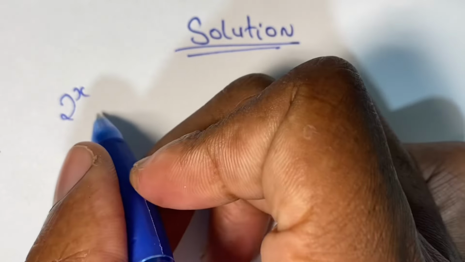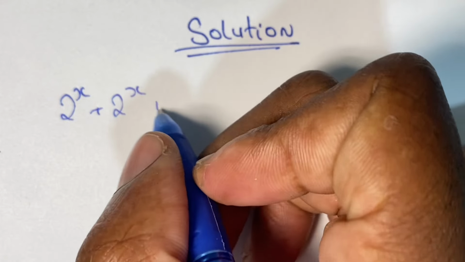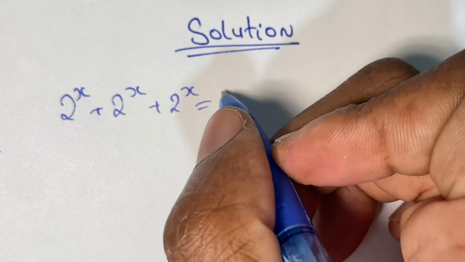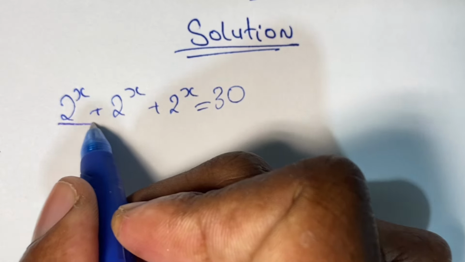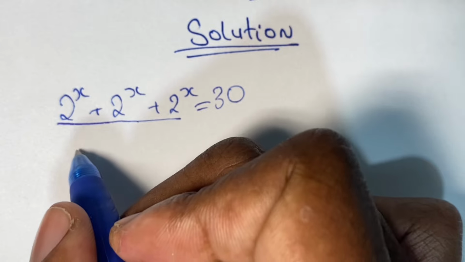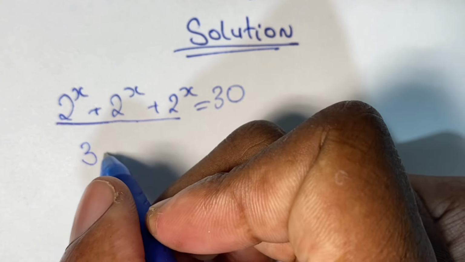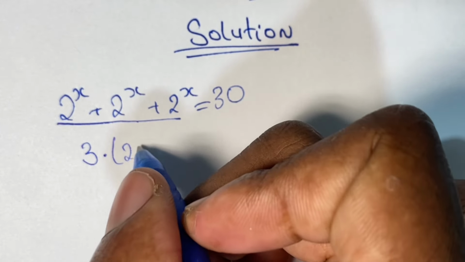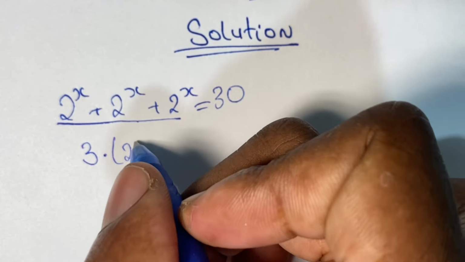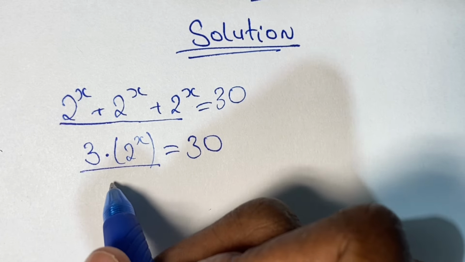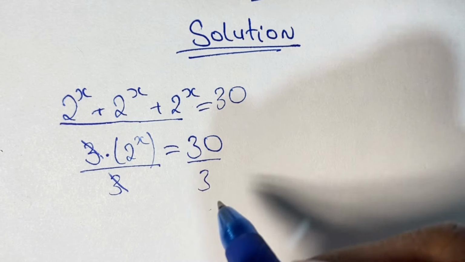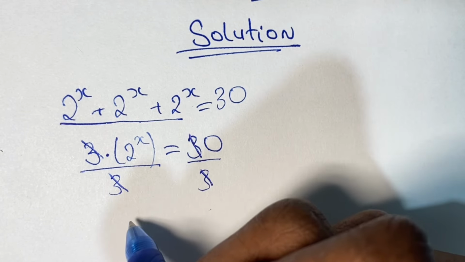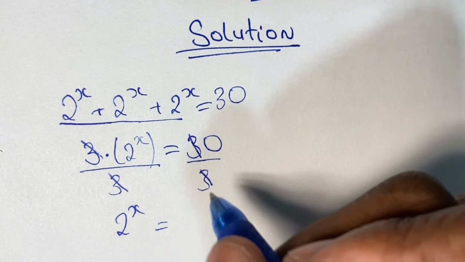Alright, so let's begin. We said that 2 to the power of x plus 2 to the power of x plus 2 to the power of x equals 30. And we are trying to find the value of x. Now we could rewrite this expression as 3 times the value of 2 to the power of x. And we said that that's equal to 30. And then now we go ahead and divide both sides by 3. So 3 will be cancelled out on the left, and on the right we would have 3 into 30, which gives us 10. So that means we have 2 to the power of x equals 10.